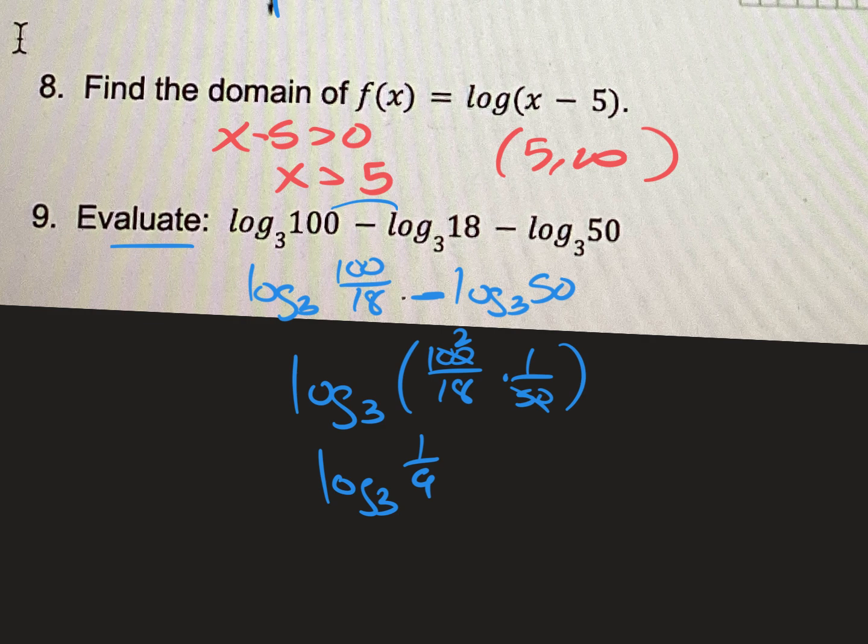And then it's basically asking you here, 3 to what power is 1/9? And the answer is negative 2. The 2 part gives you the 9, and the negative flips it, makes it 1/9.